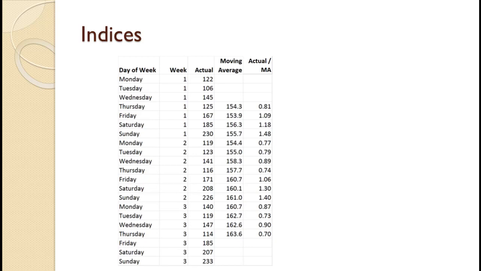We are now ready to calculate the indices. These are found by averaging all the actuals divided by the moving average values for a particular period. So, for Monday, 0.77 and 0.87 average to 0.82. What this says is that the demand on Monday is 82% of the average demand.